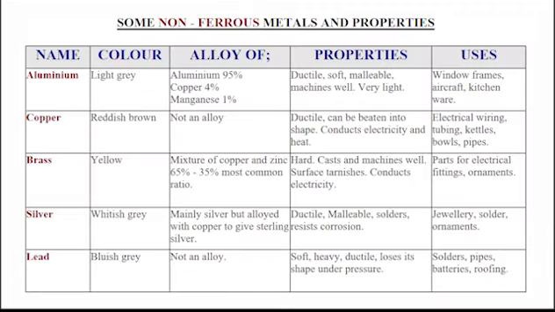Non-ferrous metals are metals that do not contain iron. Some examples of non-ferrous metals are aluminium, copper, brass, silver and lead. There are many more. Some non-ferrous metals are very useful in the manufacture of parts or components for school and college projects.